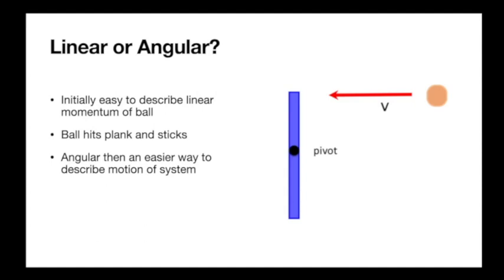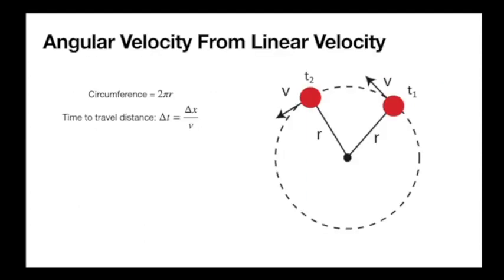And so how do we bridge these two ways of thinking about this problem? How can we connect them? Because they both will be useful at different times. Well, let's just take a look at a ball traveling in a circle, right? We know that the circumference of the circle is 2 pi r, and the time to travel a certain distance is just delta x over v.